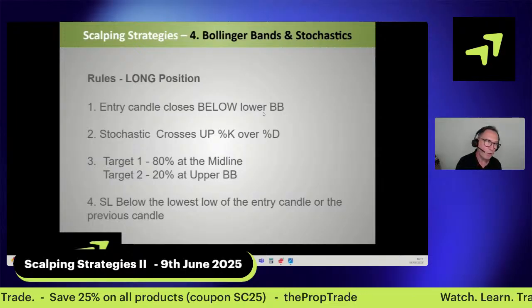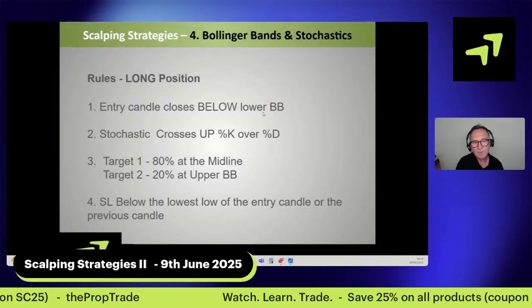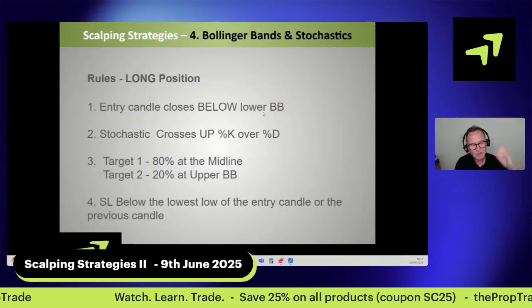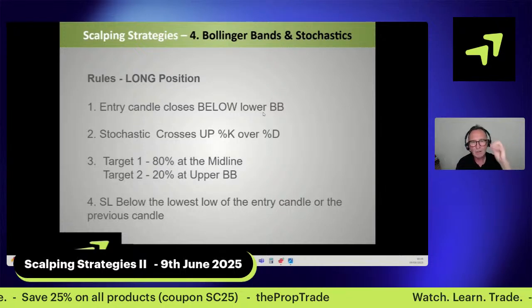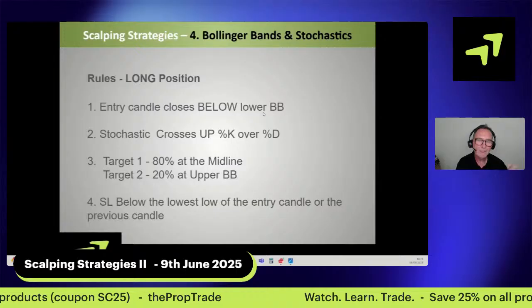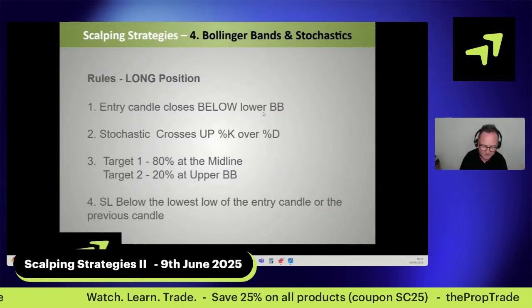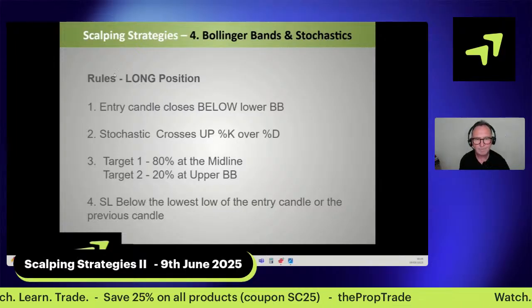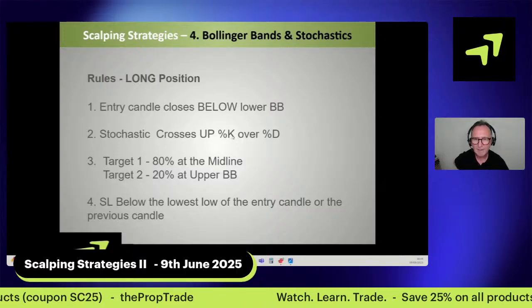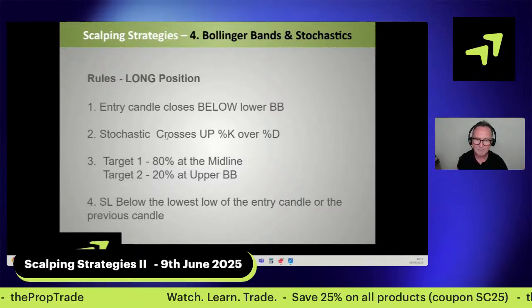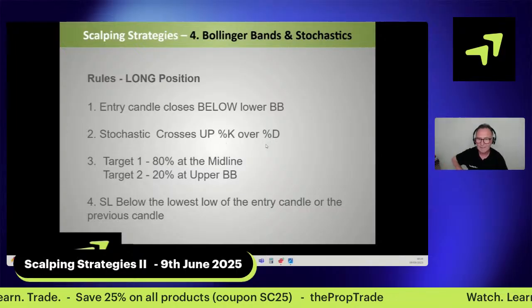What we're looking for to go long is the entry candle to close below the Bollinger Bands. That's a perfect entry where the candle closes below the lower Bollinger Band. If you want to drill down for scalping strategies, you can use it just as a touch of the Bollinger Band and wait, but you'll see how that plays out. Then we're looking for a cross in stochastics like we've just seen, so the K line to cross up and above the percentage D line.